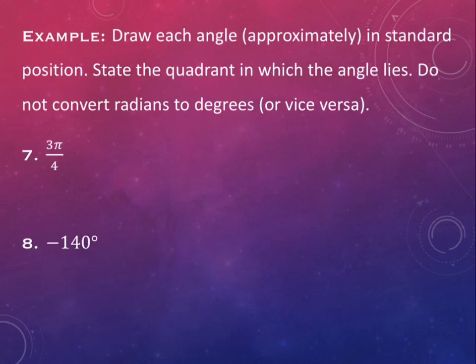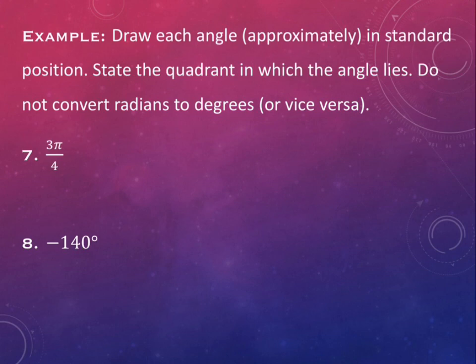All right, on this one, it wants us to actually draw the angle approximately in standard position and then to state which quadrant we're in. It's not wanting us to convert anything. Now, could you convert to double check if you're feeling more comfortable with degrees versus radians? Well, of course you could. But the goal is for you to start getting more comfortable and knowing where things are without that.